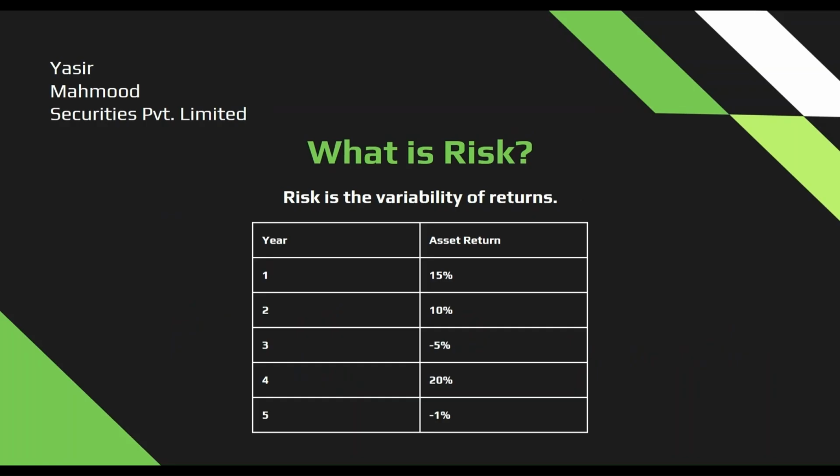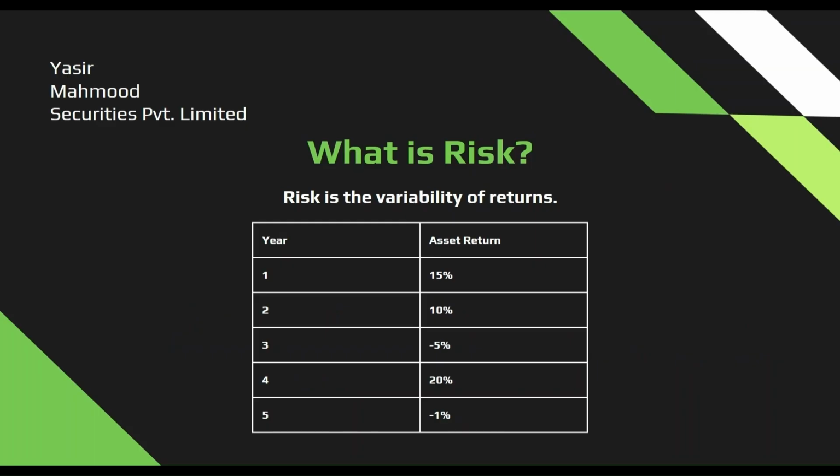Moving on to risk. What is risk? Conventionally, in finance, we describe risk as the variability of returns. But what exactly does that statement entail? That basically means that if you have an asset, in 1 year it gives you a return of 15%, the next it gives you a return of 10%, the third year you get a return of negative 5%. Each year we're seeing that our return isn't consistent. And that essentially is what risk is, how much our returns vary over the course of time.